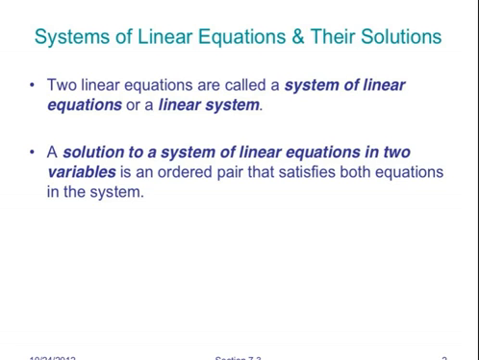A solution to a system of linear equations in two variables is an ordered pair, or a point, that satisfies both equations in the system. In other words, what we're talking about is the point where two lines cross. It would be a point on both lines.